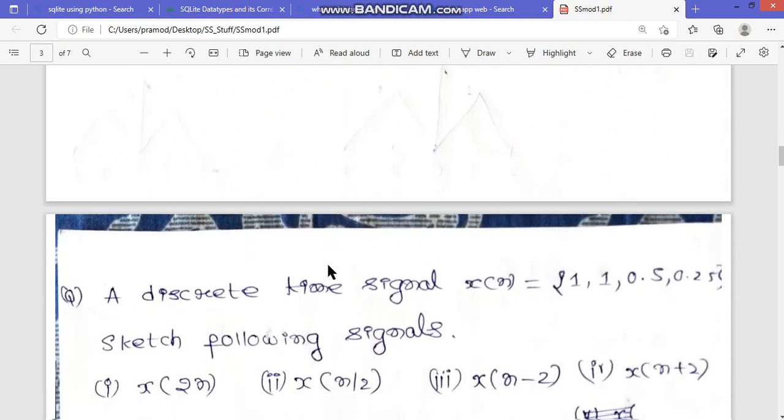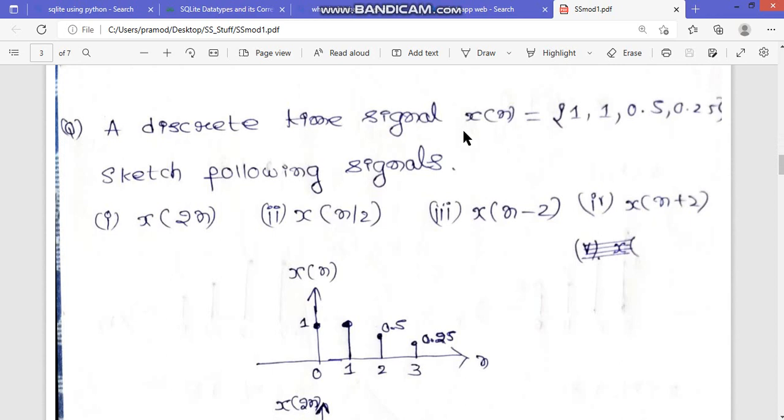Let us move to the next question. A discrete time signal x of n is equal to 1, 1, 0.5, 0.25. There are 4 samples of signal x of n. So what are these values? The given values are amplitude values. They are not indicating any arrow mark here, which means your signal starts from here.